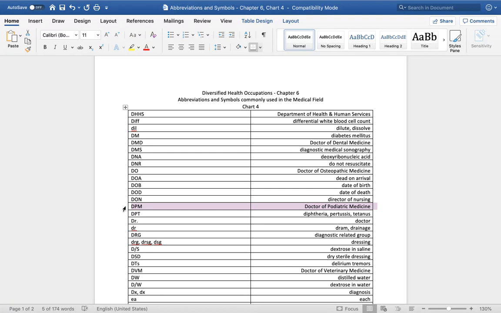Then we have DPM. This is a doctor of podiatric medicine, doctor of podiatric medicine. This is a foot doctor. So POD, when it's POD, this means foot. Okay. If you were to see PED, which a lot of people get pediatric and podiatric confused, pediatric with a PED is a children's doctor. All right. Podiatric means they specialize in the feet. So a DPM.